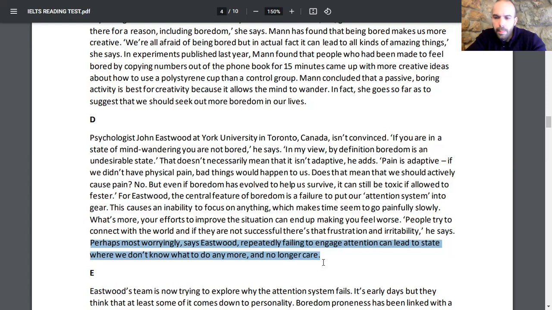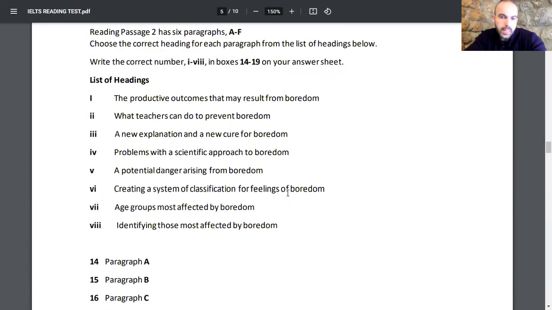So as you can see, the biggest worry is that we may no longer pay attention or care about the things we do. Okay, so then the most appropriate heading is a potential danger arising from boredom. And by the way, "lead to" is a synonym of potential. So paragraph D is definitely matching with number 5, potential danger arising from boredom. Okay, so it's not difficult at all.